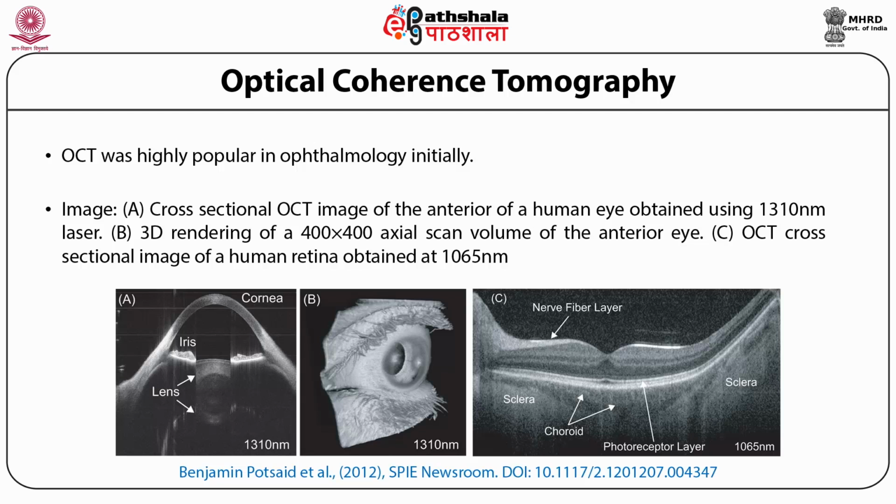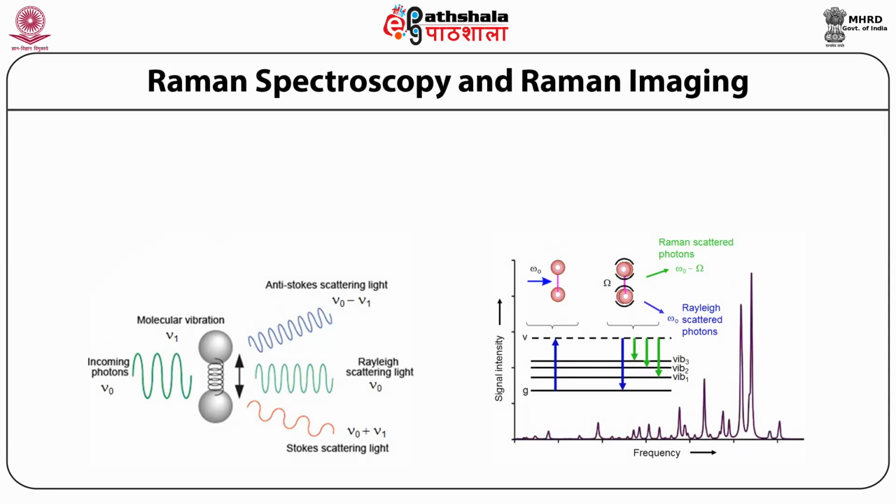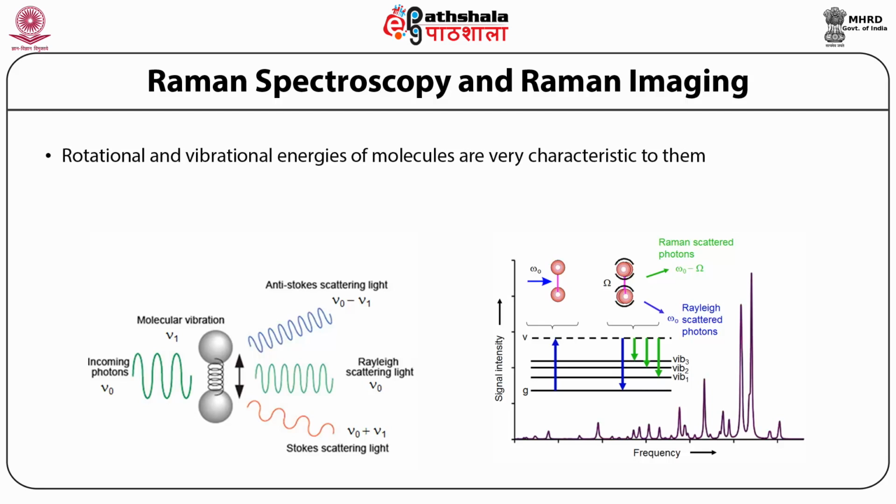Here we talk about Raman spectroscopy, which is based on the Raman scattering process, and the process is utilized in imaging as well, which has a lot of biological applications. We know that rotational and vibrational energies of molecules are very characteristic to them, meaning if you know the rotational and vibrational energies, you can guess or construct the structure or the bond lengths of the molecules.